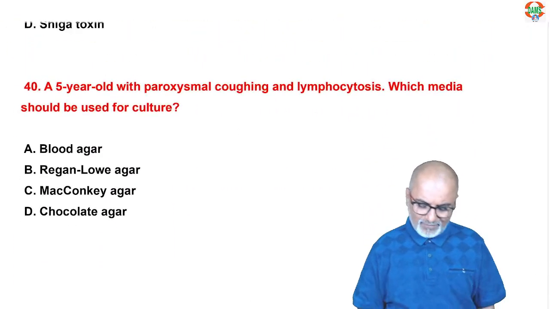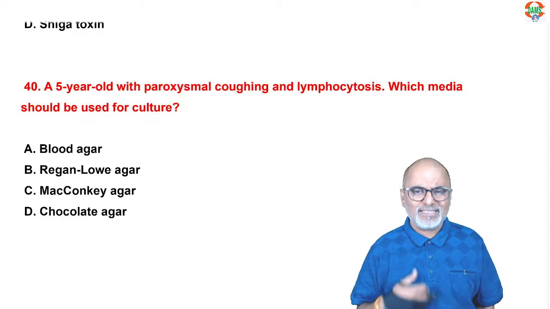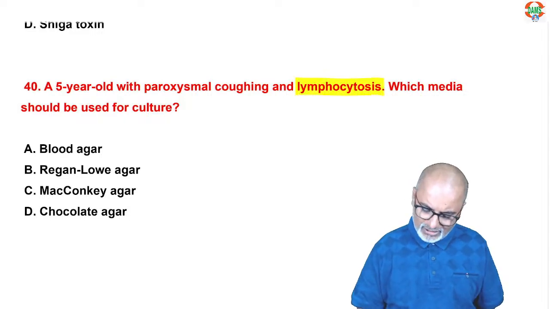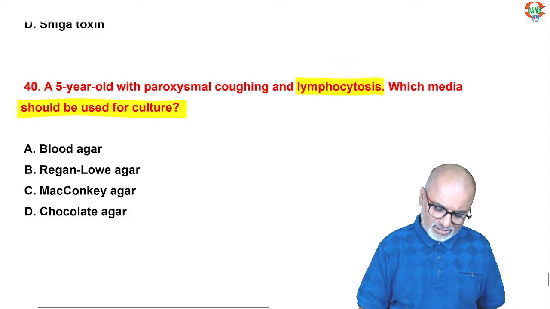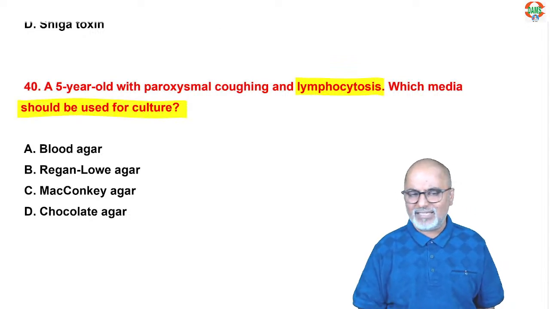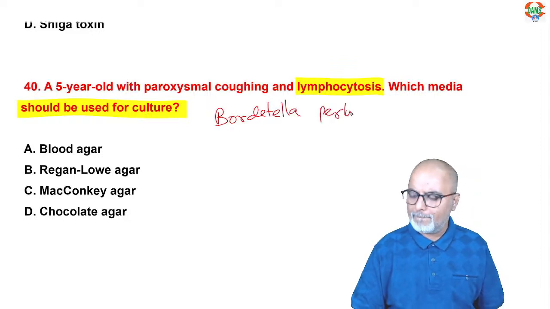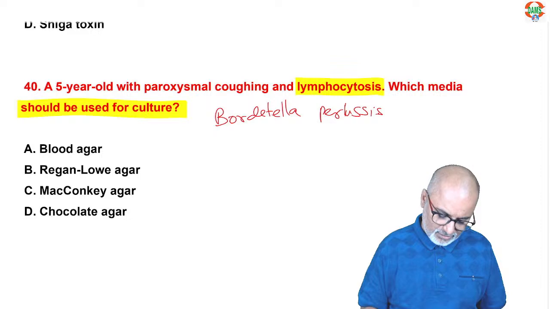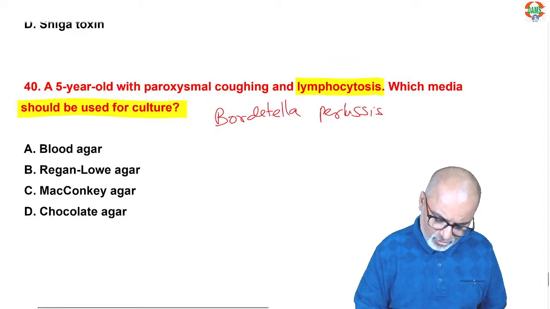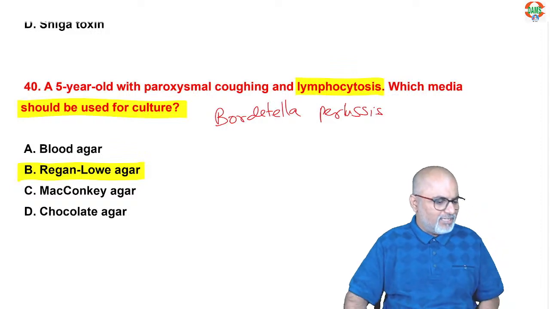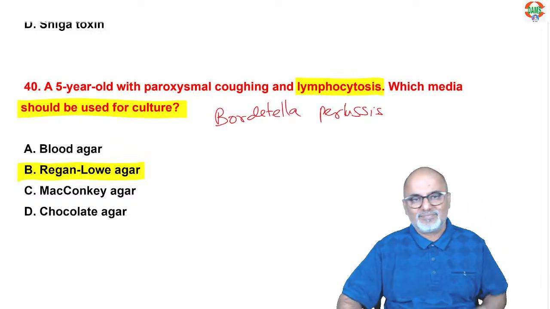Last one. A 5-year-old child with paroxysmal coughing and lymphocytosis. Which media should be used? Sometimes, rarely, they may ask this. You need to know the selective media. Bordetella pertussis. You can go for Regan-Lowe agar or BG medium.